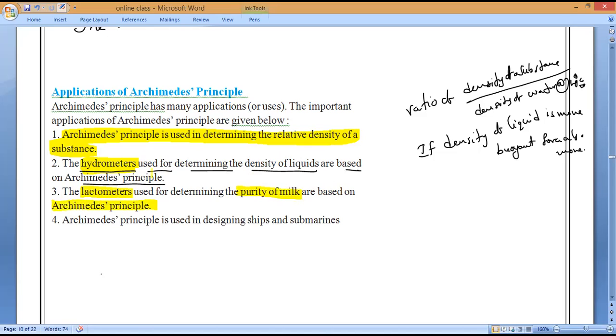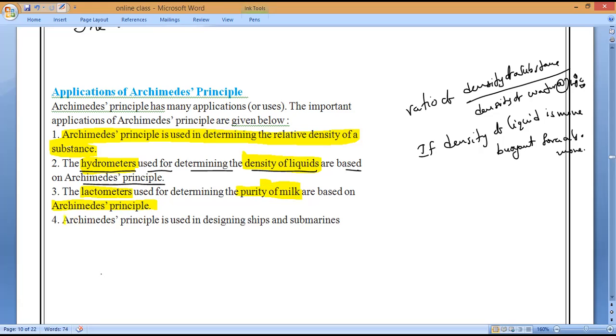These are the general things. One is relative density, second is density of liquids, third is purity of milk. Hydrometers, density; purity of milk, lactometers. The last one is the most important one.